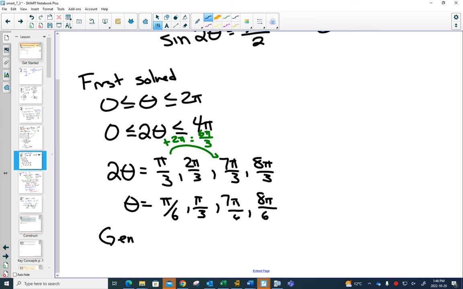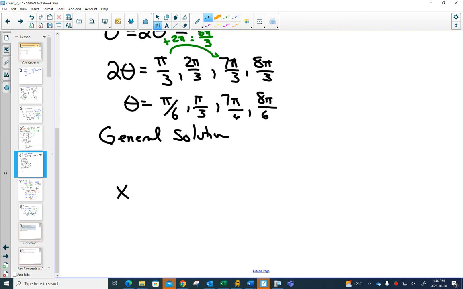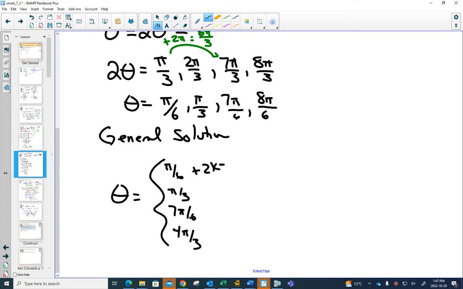solution would be theta equals pi over 6, pi over 3, 7 pi over 6, and 4 pi over 3, plus 2k pi, plus 2k pi, plus 2k pi, plus 2k pi.